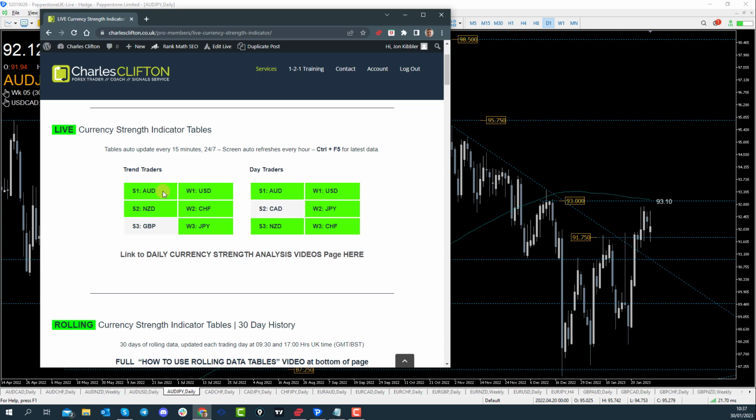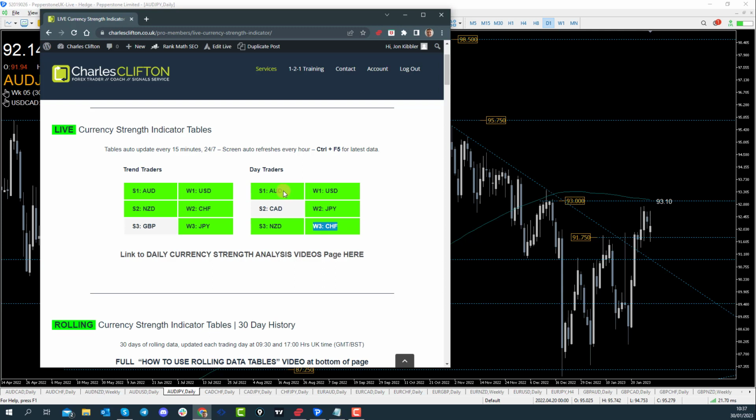Well, they're telling us that the Australian dollar remains the top currency on both tables, being in S1. That is followed by the New Zealand dollar at S2 on the trend traders, it's S3 on the day traders. The dollar remains the weakest currency, being W1 on both. That is followed by the Swiss franc on the trend traders, but followed by the yen on the day traders. The third weakest currency on the trend traders is the yen. However, on the day traders, it is the Swiss franc.